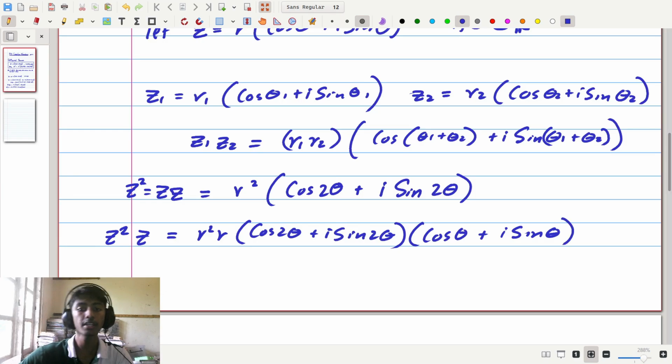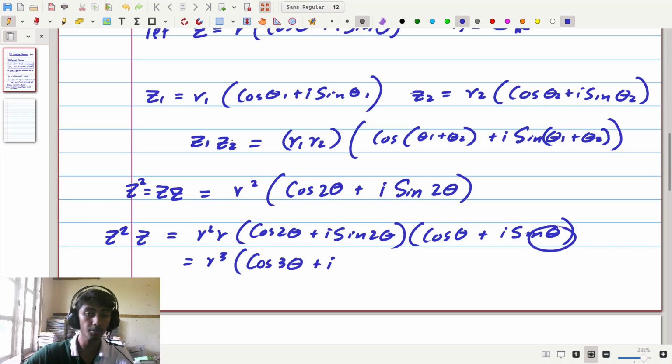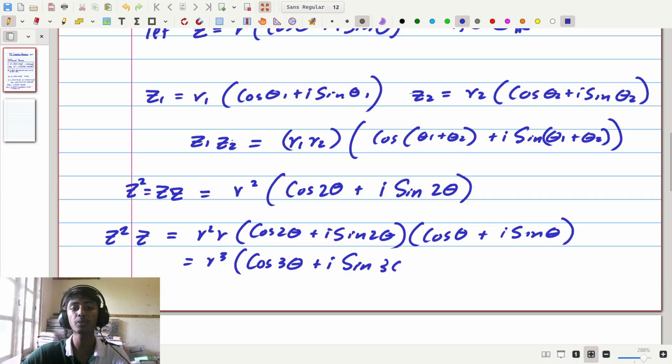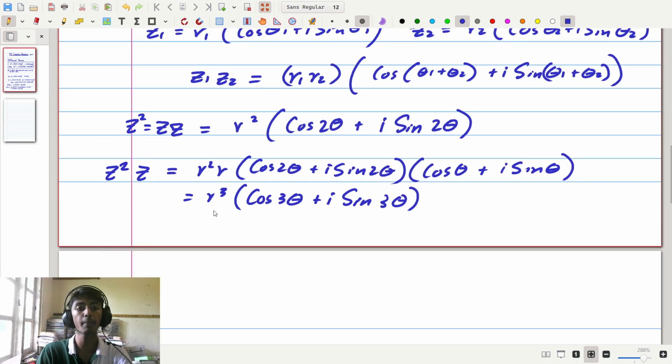And as we can see, this is again going to become r squared times r, which is r cubed, times cosine of 2 theta plus theta, which is 3 theta, plus i sine of 2 theta plus theta, which is i sine of 3 theta. And therefore we can see, as we get bigger and bigger positive integer powers, we're going to end up with r to the power of n times cosine of n theta plus i sine of n theta.